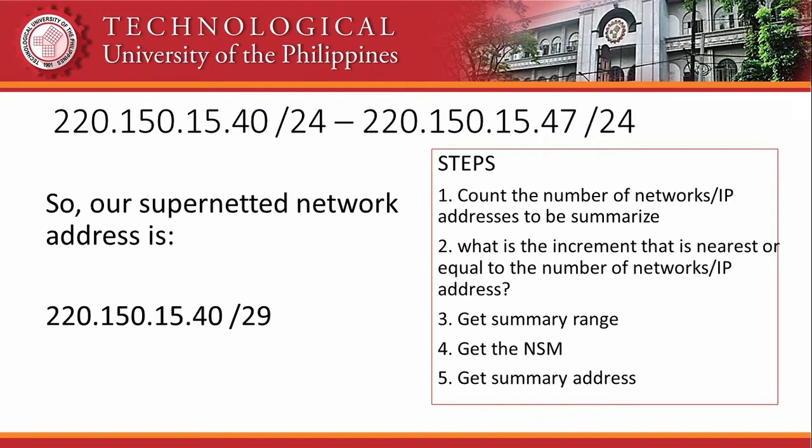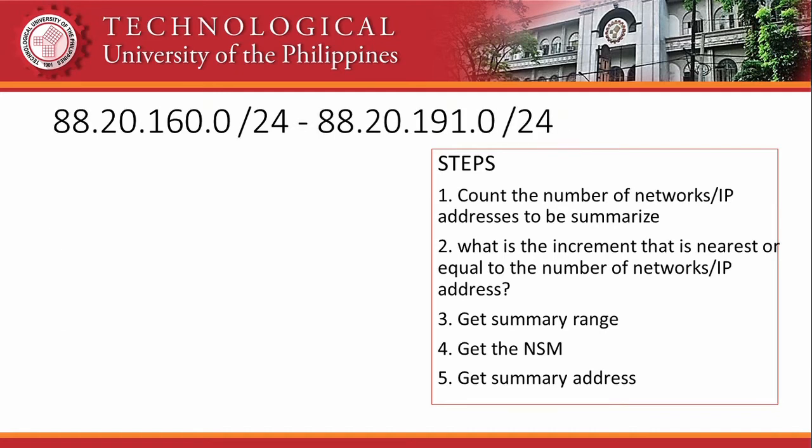And then, for our last step, we have to get the summary address. Just copy the lower limit of the range from the step 3 and the new subnet mask from step 4. Okay, yun na yun. Gets? Okay, gets. So, proceed tayo sa next nating example.